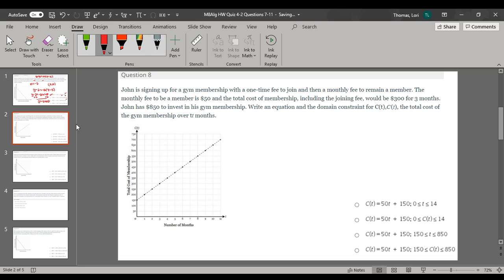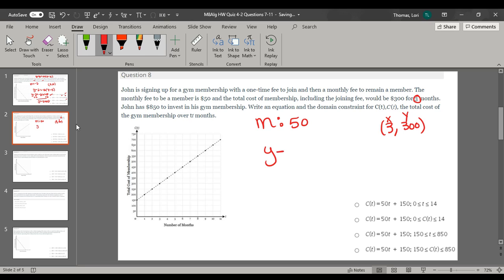John is signing up for a gym membership with a one-time fee to join and then a monthly fee. The monthly fee is $50. So that's your rate of change, also your slope, your M value. The total cost of the membership, so including the joining fee and our $50 a month, is what he has to pay. So at $300, he is paying $300 for 3 months. So let's look to see which coordinate is which. Our X is number of months, so that would be the 3, and then the total amount for the membership is the money. So that's our Y. So here's our point, and here's our slope.